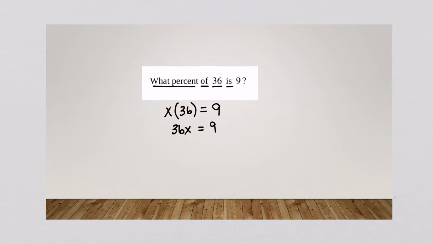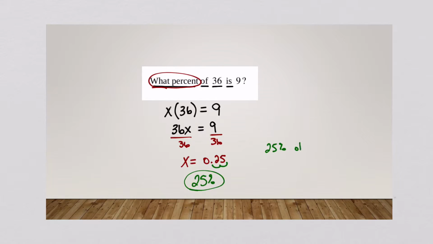I now have to divide both sides by 36. So on my calculator, make sure you type it in right. 9 divided by 36, and I get 0.25. X is equal to 0.25. Now, have I answered the question? The question actually says what percent. Notice that I don't have a percent here. I have to scoot my decimal to the right 2 places. So actually my answer is 25%. So 25% of 36 is 9.